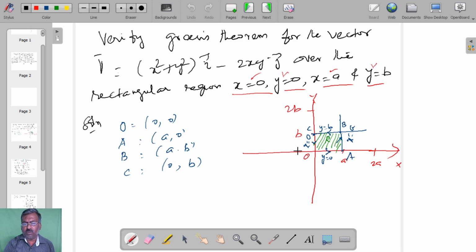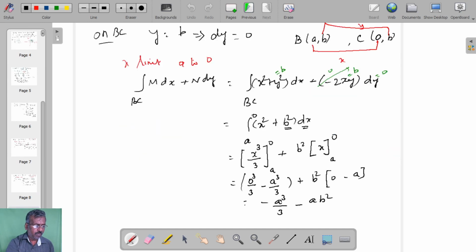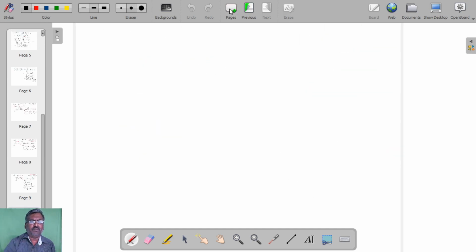The equation for the line CO is x equal to 0. So on CO, x equal to 0. Now take the differentiation on both sides, so dx is also 0.